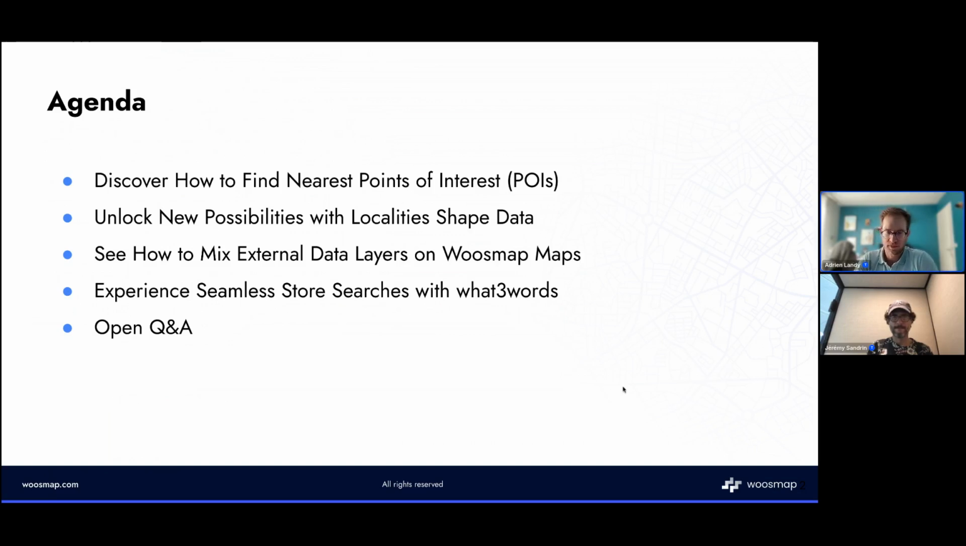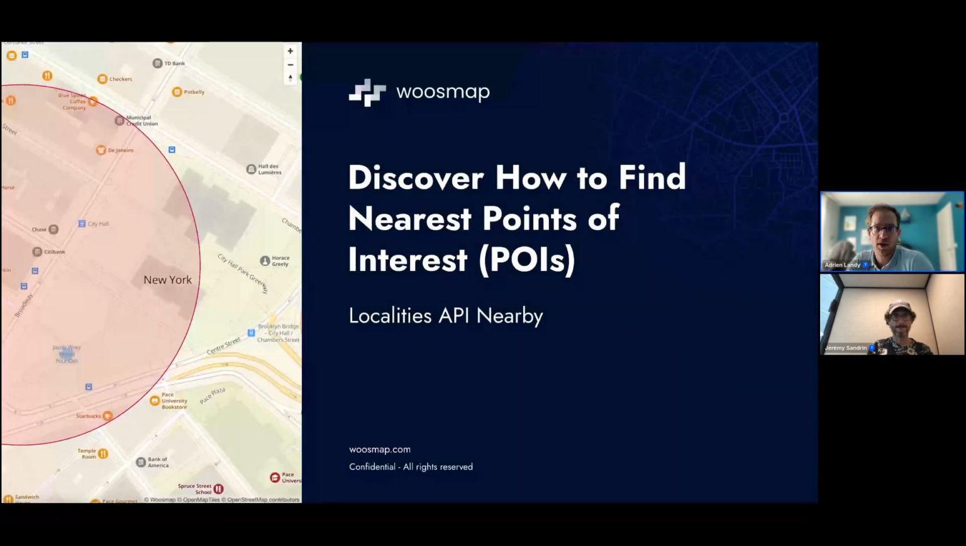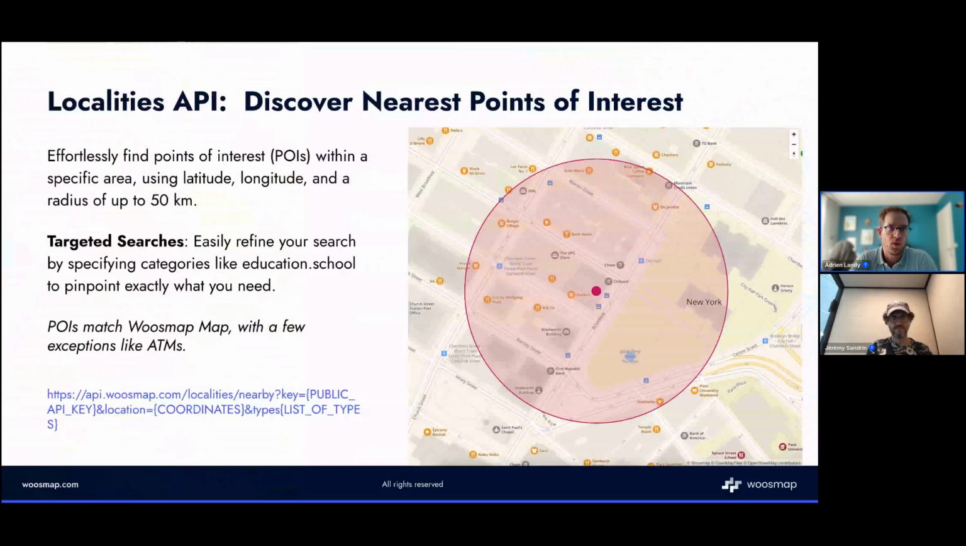Okay, let's start. We will discover how to find the nearest points of interest, POIs. It's a new endpoint in the Localities API, as I said. We named it the nearby endpoint. Pretty straightforward in terms of use case, this endpoint will allow developers on the customer side to easily get, with just one call, POIs within a specific area. When we talk about area, we talk about a radius in meters or kilometers, up to a maximum of 50 kilometers.